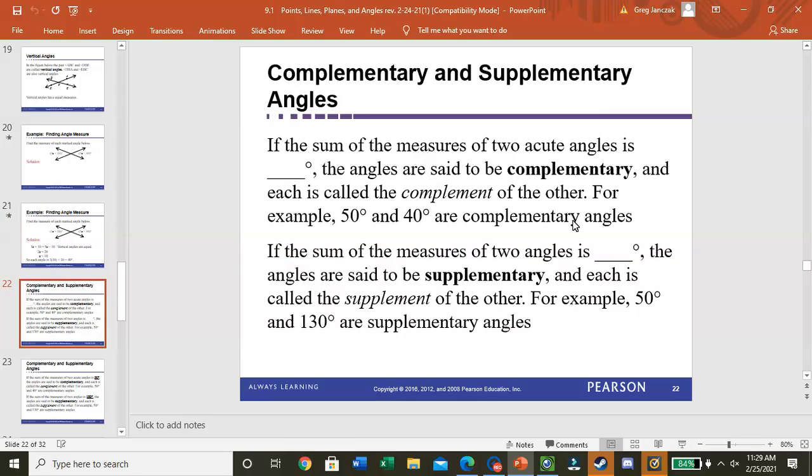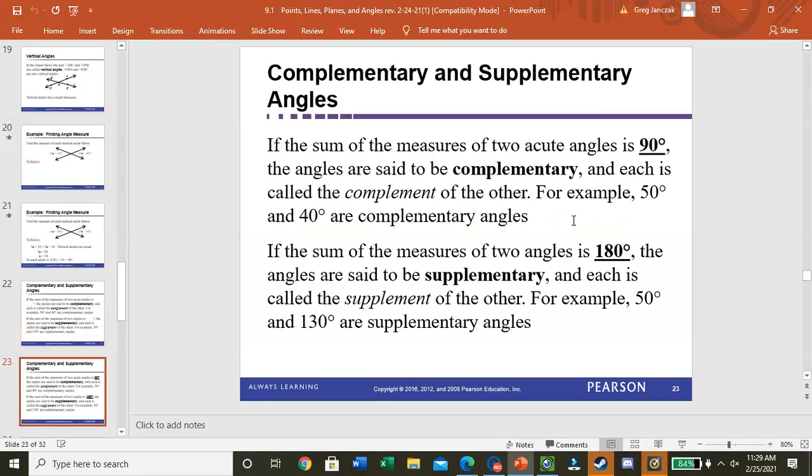Okay, so we got more spaces to fill in here. If the sum of the measure of 2 acute angles is 90 degrees, so you want to put 90 degrees in there. If the sum of 2 angles is 90 degrees, the angles are complementary. So complementary angles add up to 90 degrees. So, for example, 50 degrees and 40 degrees add up to 90. They would be complementary angles.